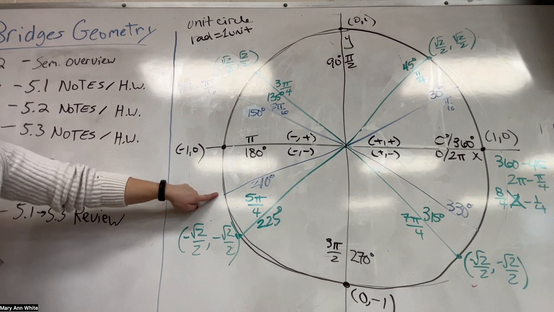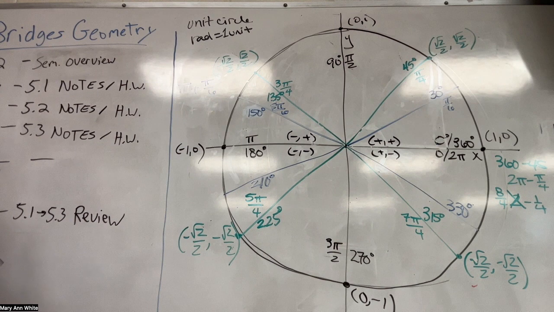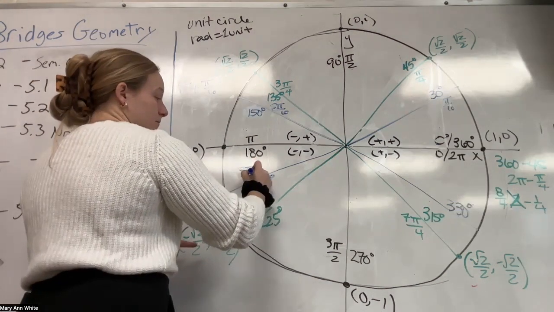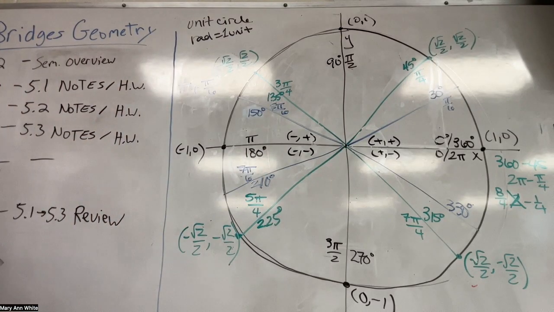Same idea for the third quadrant. This time we're going to add it. Pi plus pi over 6. 7 pi over 6. Sorry, I know this marker sucks. If you can't read it, let me know. I'll erase it and try again.